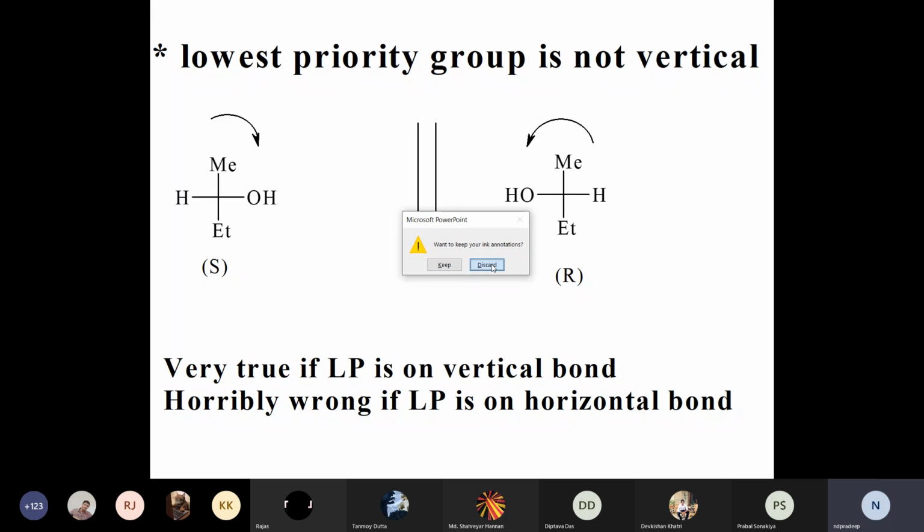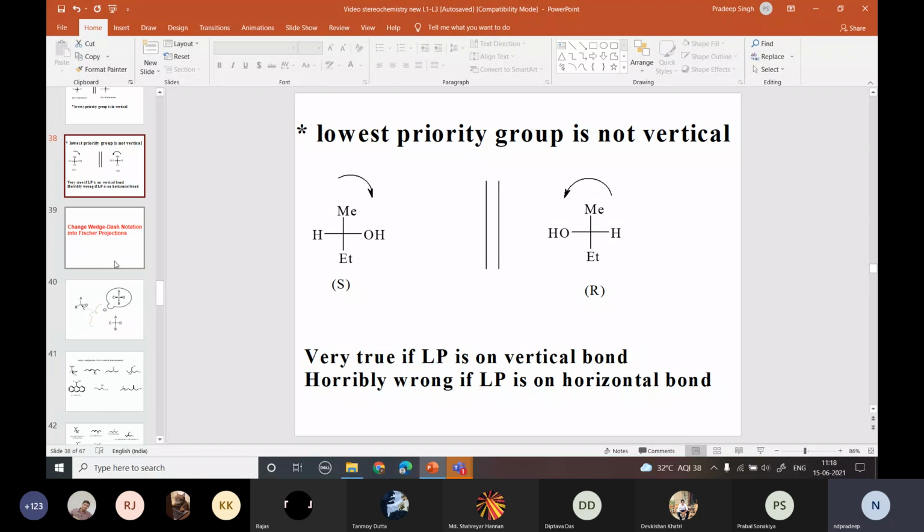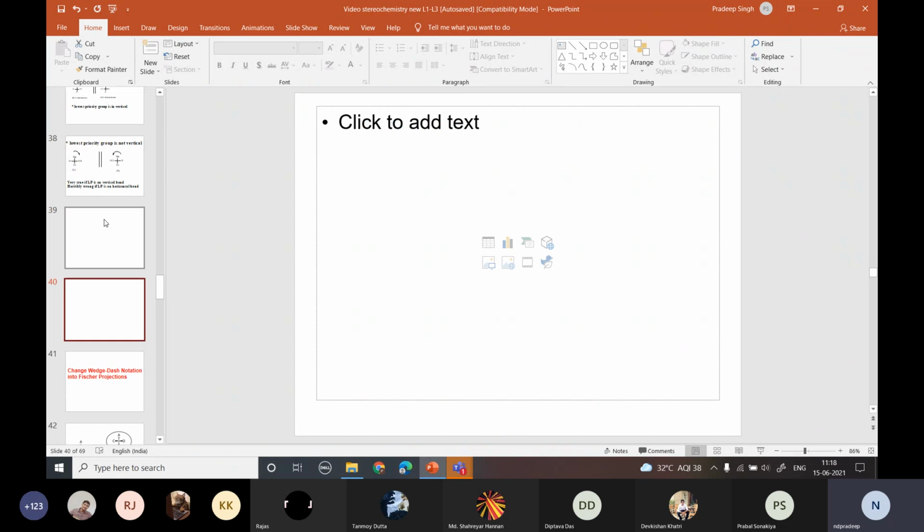Okay, so what I will do is take a slide so that we will work on that. If you don't work on it, then there is no meaning to it.